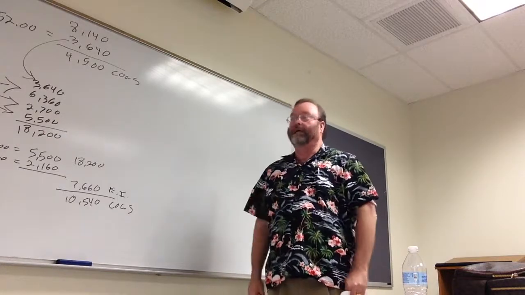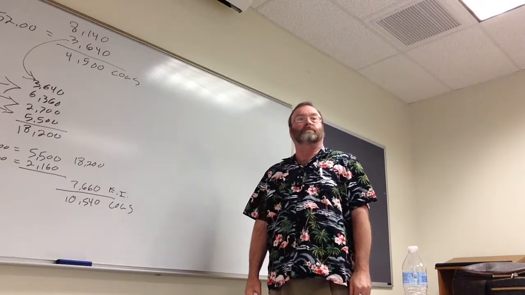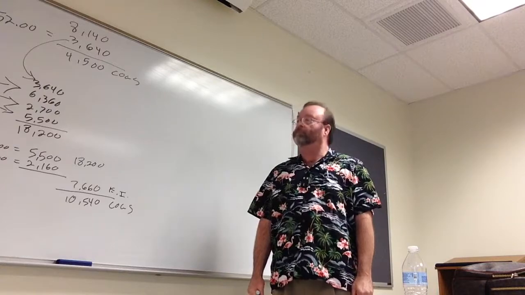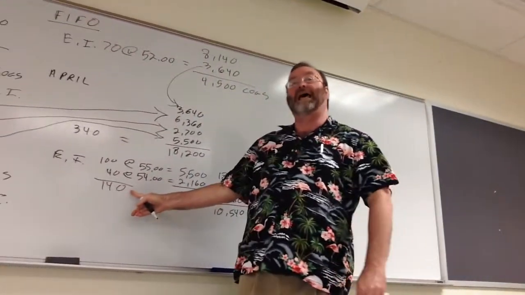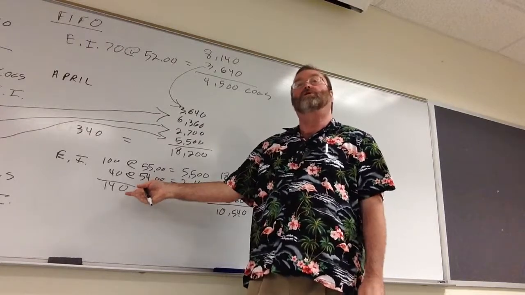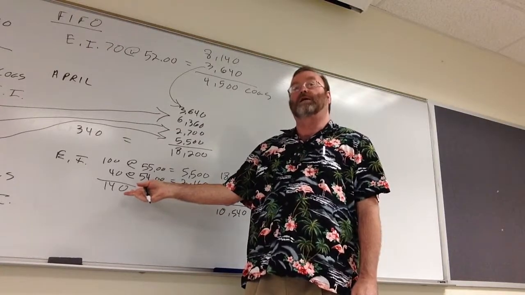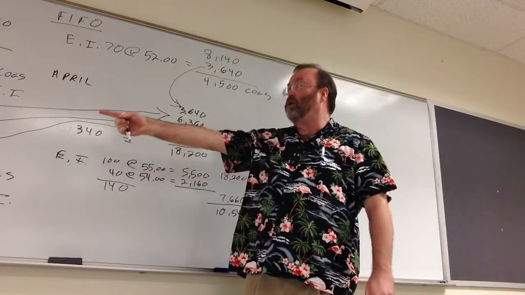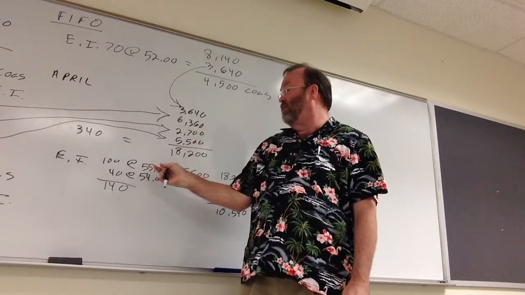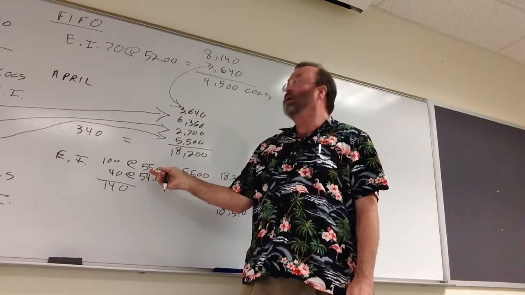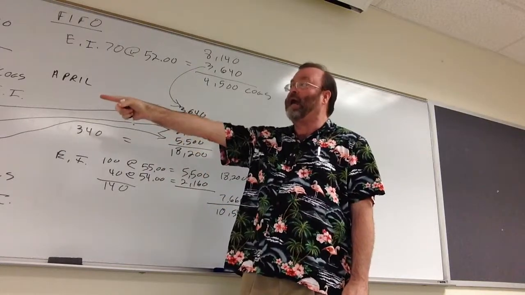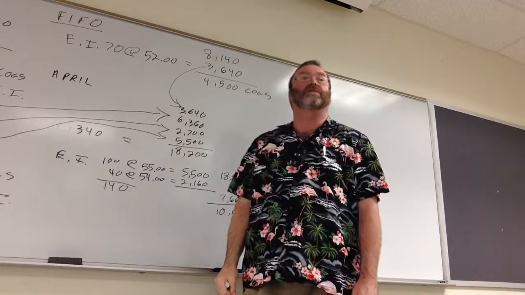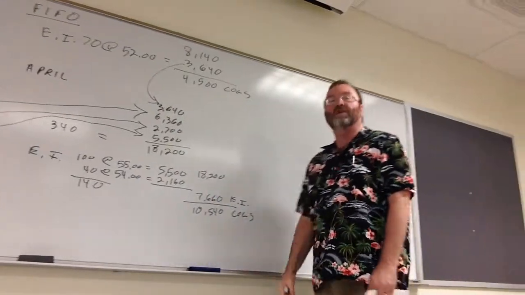That's right there, exactly. So wait, where do you get the 55, 54? Out of these, we have 140 units left at the end of April. So which units are they? The 100 that we bought on the 25th at $55, and then we've got 40 more to identify, so it's 40 out of the 50 that we bought on the 15th that we paid $54 for.